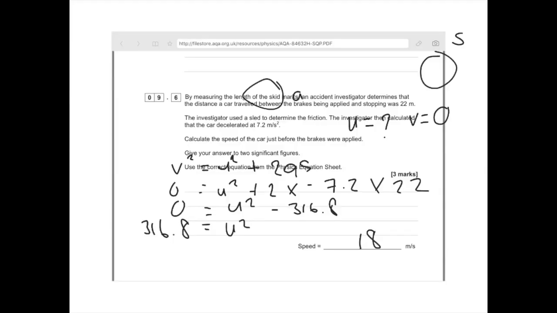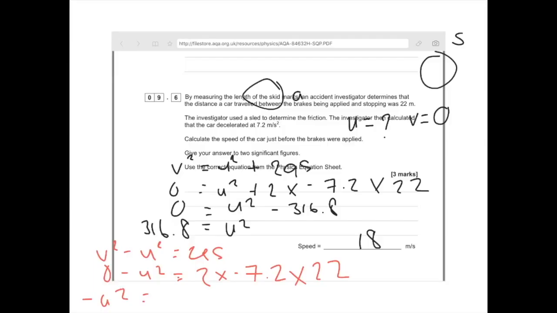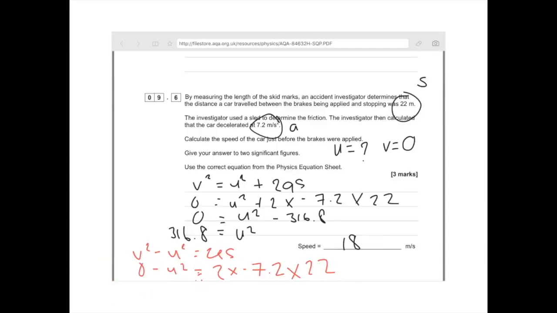I've just double checked the physics equation sheet because I actually knew this equation off the top of my head, so I didn't use it, but they've given it in a slightly different form. And I just want you to see that it does work. It doesn't matter which way around you do it, it does work. So v squared again is 0, minus u squared is what we're looking for, equals 2 times the acceleration, which was minus 7.2, times the distance, which was 22. And then if you pop that into your calculator, you get a value which is, well, it will be the same, won't it? It'll be 316.8 minus, and then because they're both minus, you can get rid of the minus and then square root it and you'll get 18 again. So it does work either way.